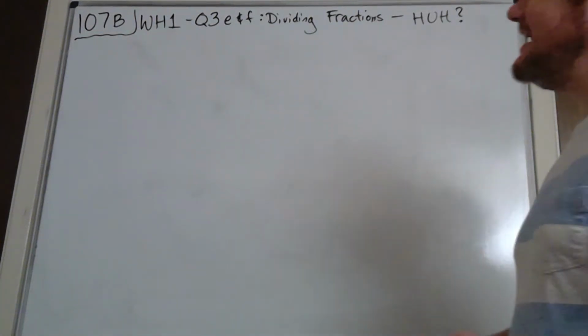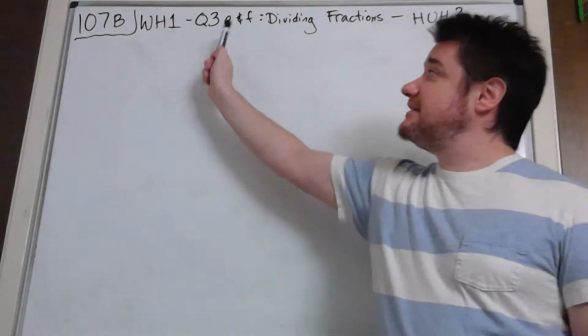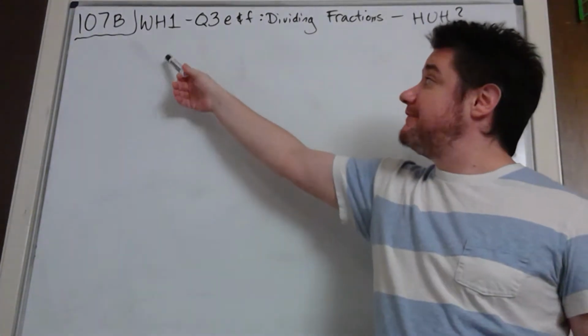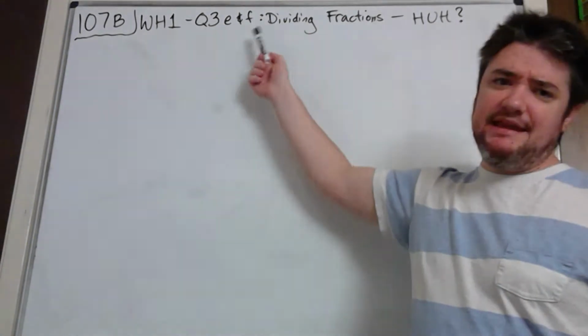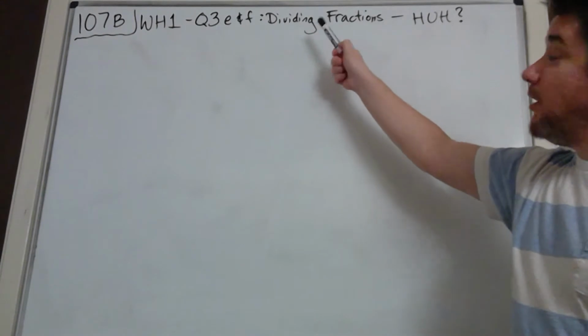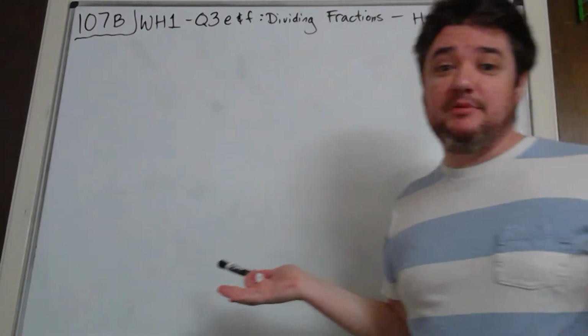All right, folks. Today I want to do a sample of a homework problem that mimics the essence of the problem from written homework number one, question three, and the last two parts, part E and F. Have you dividing one fraction by another fraction? So this is just my remark. Dividing fractions, huh? How do we do that, right?